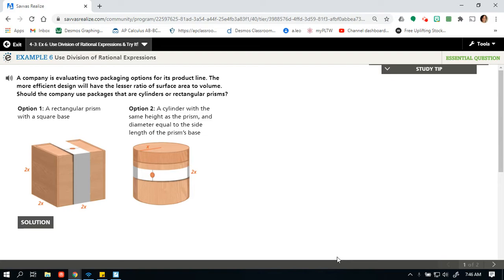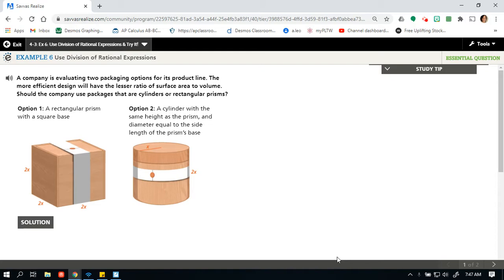We're looking at topic 4, lesson 3, example 6, use division of a rational expression and try it. Okay, so we're going to model a rational expression by using division. A company is evaluating two packaging options for the product line. The more efficient design will have the lesser ratio of surface area to volume. Should the company use package A, or use packages that are cylinders or rectangular prisms?